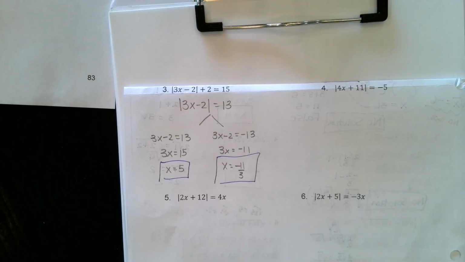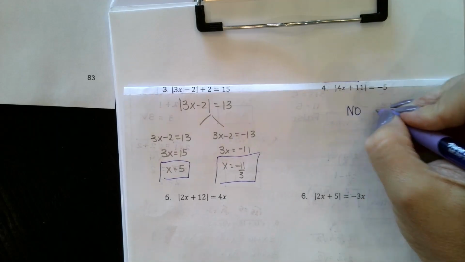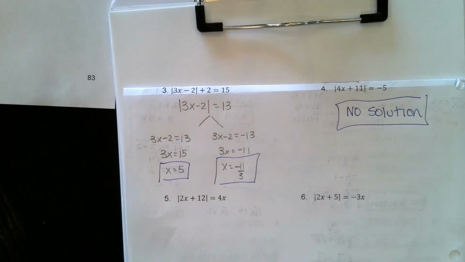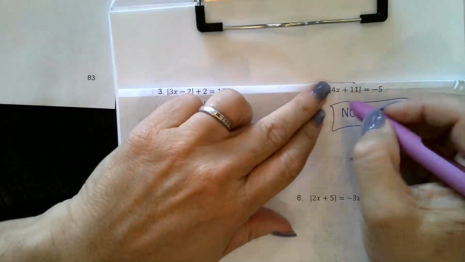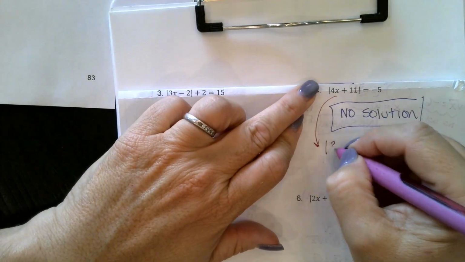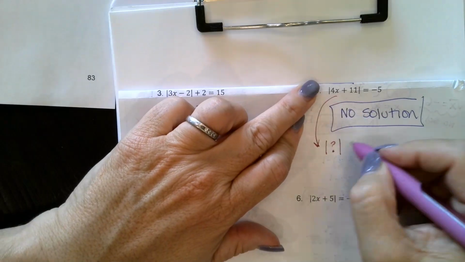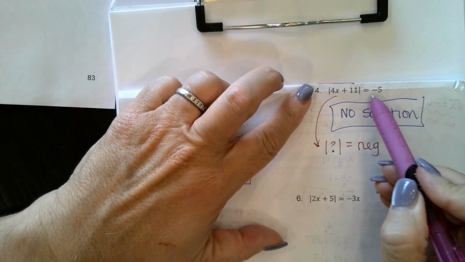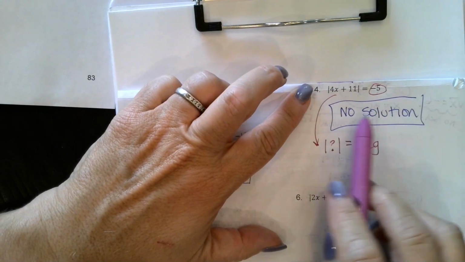Okay? All right, let's look at this next one. This next one is so simple, I'm only going to write one thing. So no solution. Hopefully you see why it's no solution. The bottom line is there is no value within the absolute value bars that'll ever give me a negative number. So because I have this -5 over here, this is no solution.